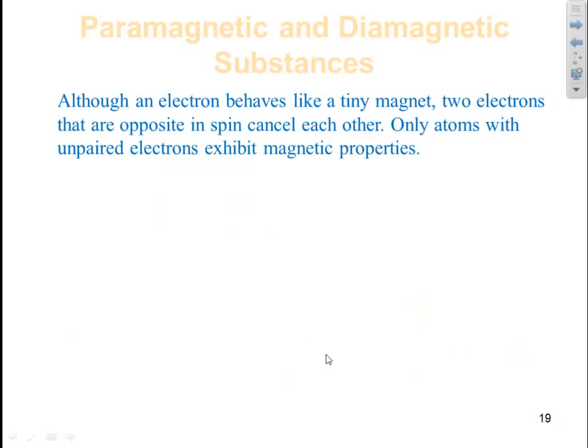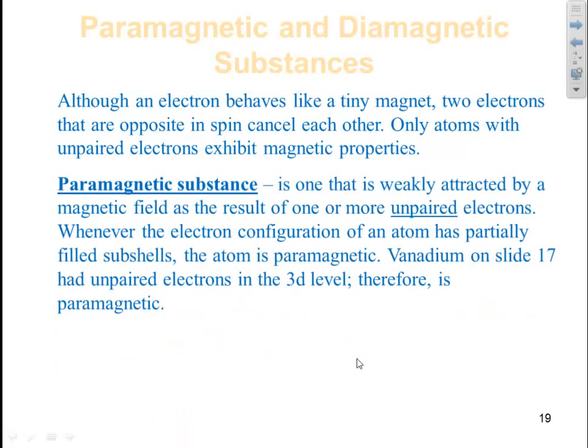Although an electron behaves like a tiny magnet, 2 electrons that are opposite in spin cancel each other. Only atoms with unpaired electrons exhibit magnetic properties. A paramagnetic substance is one that is weakly attracted by a magnetic field as a result of one or more unpaired electrons. Whenever the electron configuration of an atom has partially filled subshells, the atom is paramagnetic. If you recall, vanadium on slide 17 had unpaired electrons in the 3d level. We had 3 electrons that were unpaired. Therefore, vanadium is paramagnetic.